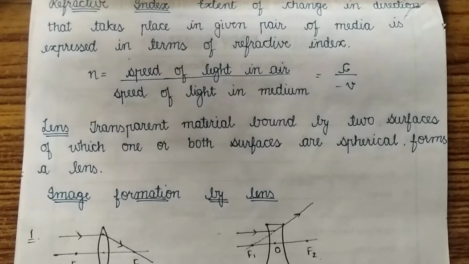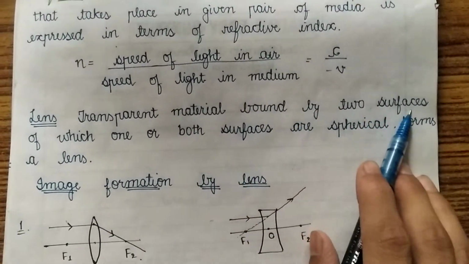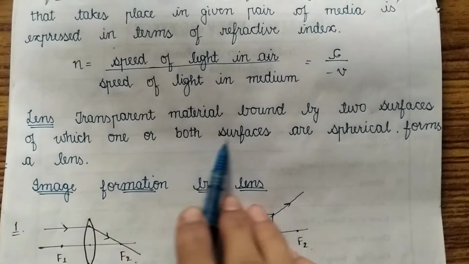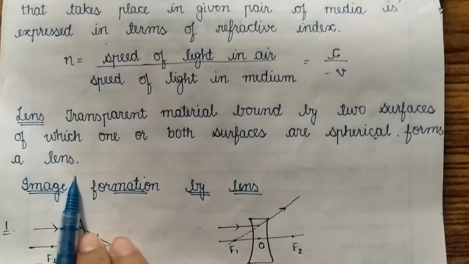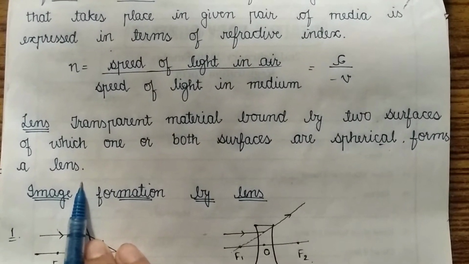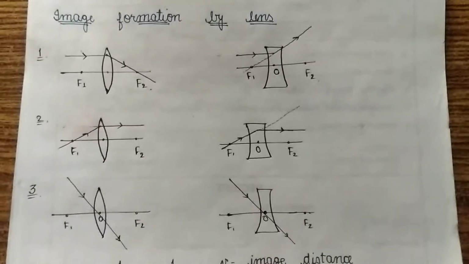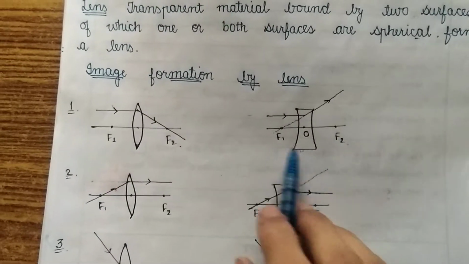Now we will learn what a lens is. A lens is a transparent material bounded by two surfaces, of which one or both surfaces are spherical. As we have learned image formation for the mirror, we also have to learn image formation for the lens. First we will look at the convex lens, then at the concave lens.